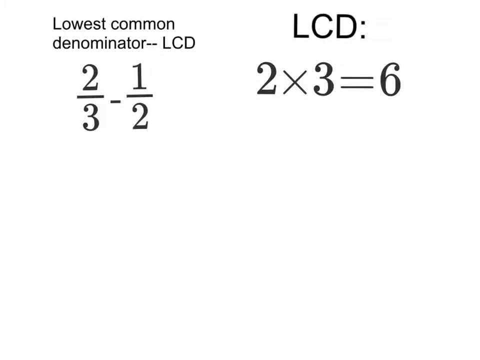So what do we do with it? Well, 6 happens to be the lowest denominator that both 2/3 and 1/2 have in common. So what we need to do now is turn the fraction 2 over 3 into a proportion over 6. Same thing with 1 over 2. And the only way to do this would be to multiply both the numerator and the denominator by the same number.